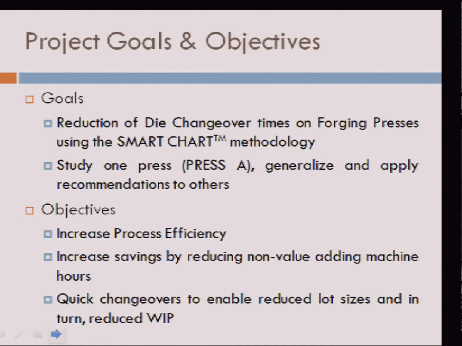So these are the project goals and objectives that were set for us, that we arrived at in discussion with the Hirschvogel team. And their thing basically was reduce die change over time using this methodology. And of course, because we were doing a pilot, their thing was, why don't you first focus on these two presses? So one of them was manual, the other one was pretty much the same equipment but with a robotic loading device.